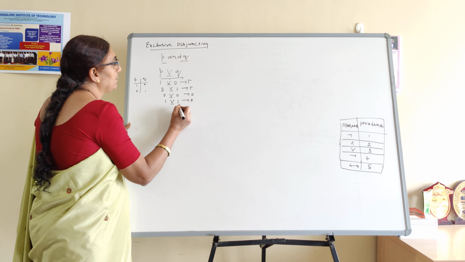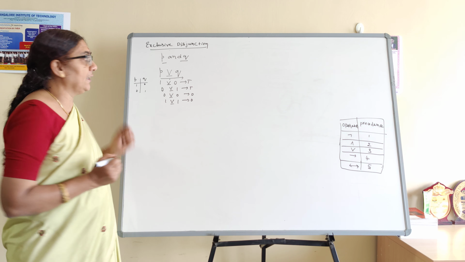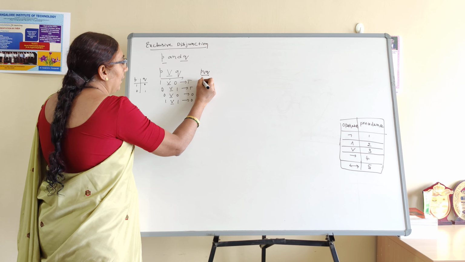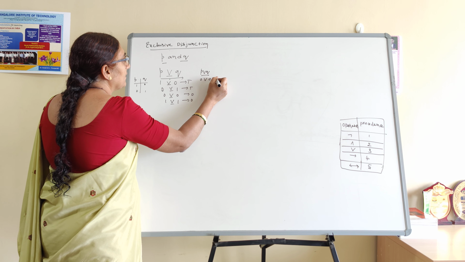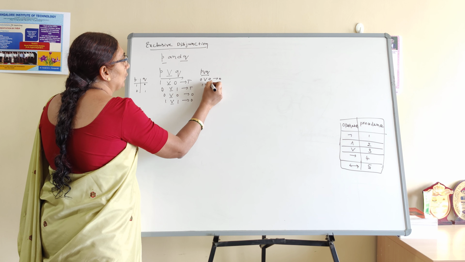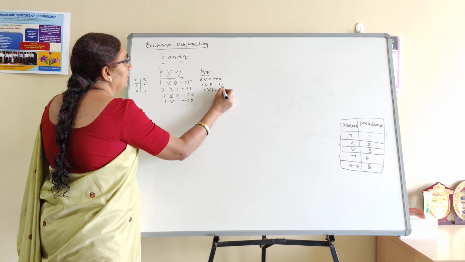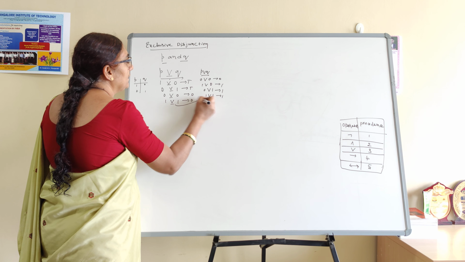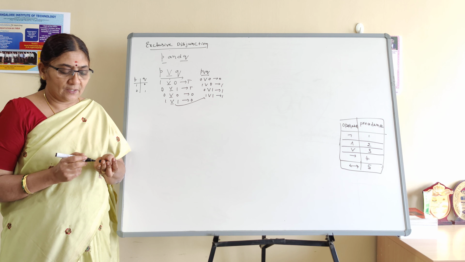This is the difference between disjunction and exclusive disjunction. In the disjunction, P disjunction Q is false only when both are false. In the rest of the cases it is true. So if both are true, the disjunction is true. But here, when both are true, it is false. This is the difference between disjunction and exclusive disjunction.